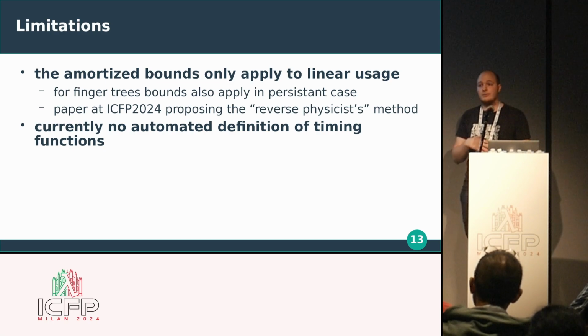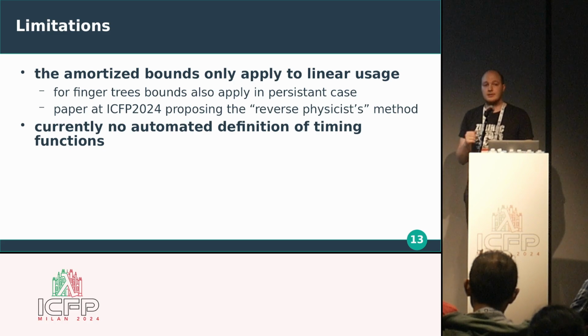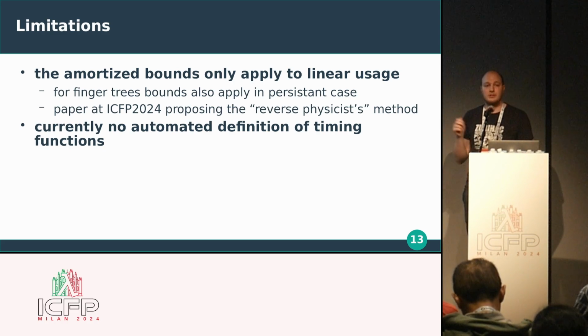Also, as I said, I currently don't have a way to define these timing functions automatically, but I've done some experiments, and it should be doable with, for example, a GHC source plugin. Sadly, Template Haskell has some limitations that would make it very hard to do it with Template Haskell, but a source plugin should work fine.